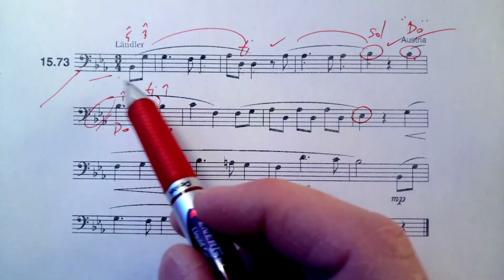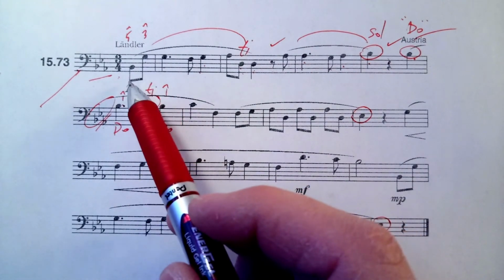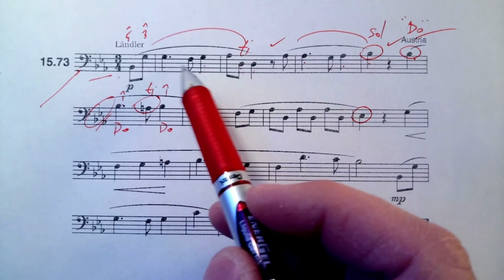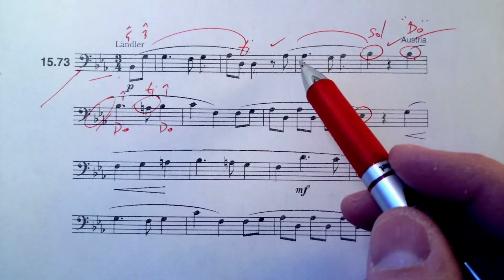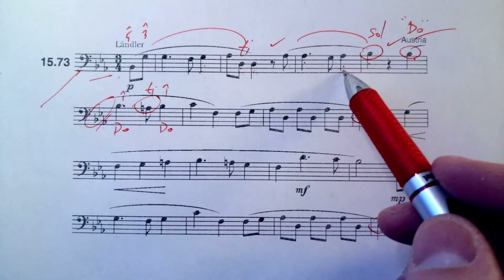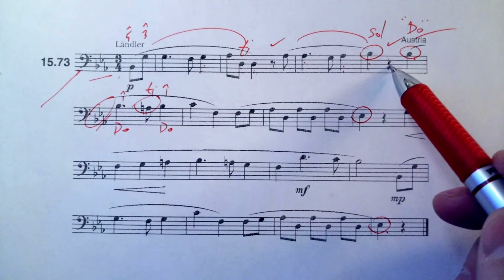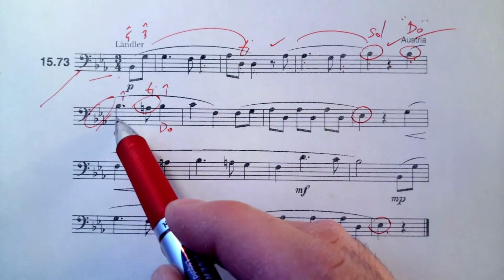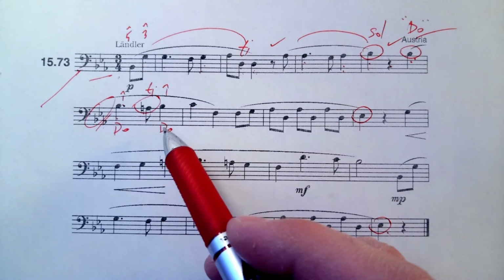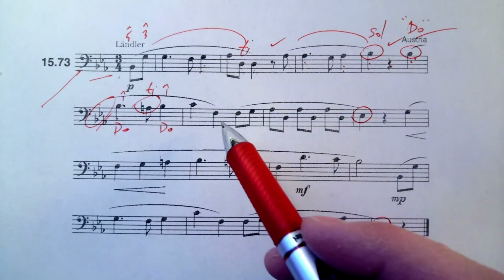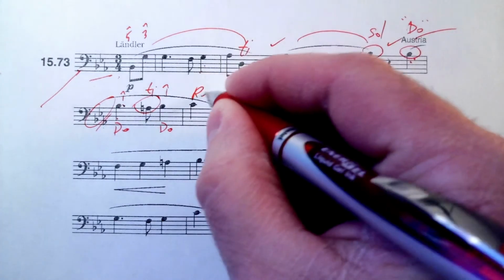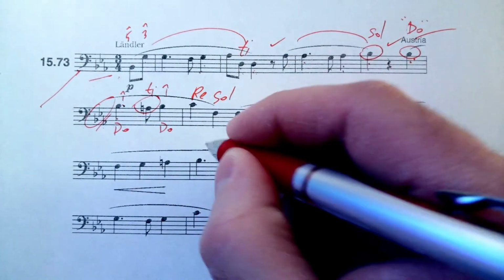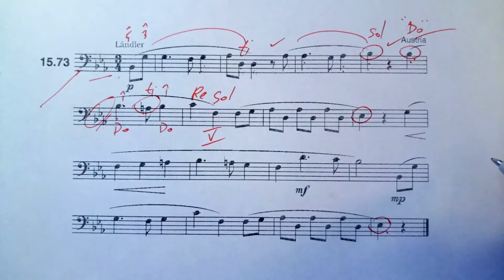Let's practice that transition again. Sol, mi, mi, re, mi, fa, ti, ti. Fa, fa, mi, fa, sol. Do, do, ti, do, re. Re, sol. Here's the arrival on a half cadence.